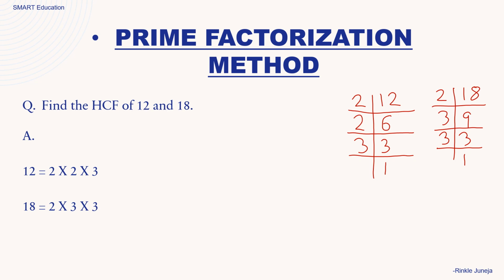Now can you see there is a common 2 over here and there is a common 3 over here. So when we write down the HCF, we'll write it as 2 into 3, which is 6. So we multiply 1, 2 from this group, and 1, 3 from this group, and we get the answer as 6.